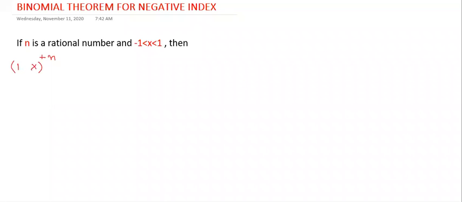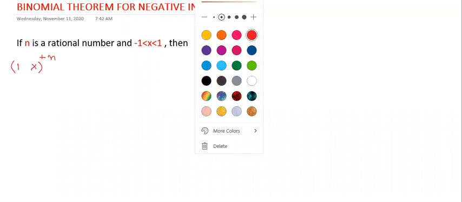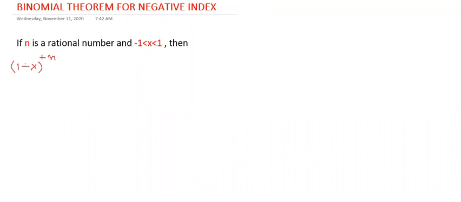And one more thing, students: if the power is an integer, the number of terms in that expansion is n plus 1. If the power is a rational number, the number of terms in that expansion is infinite. Students, have you understood? The power n is an integer means there are n plus 1 terms. The power is a rational number or a negative integer, or a negative rational number, means the number of terms is infinite.